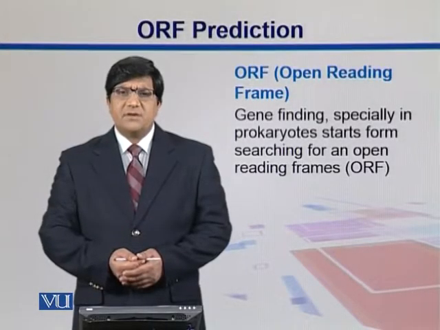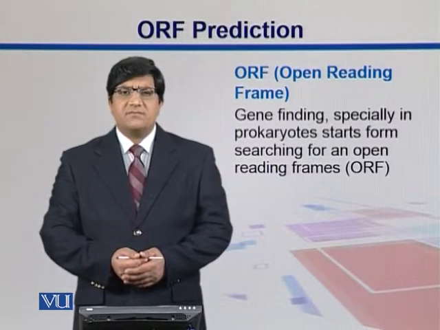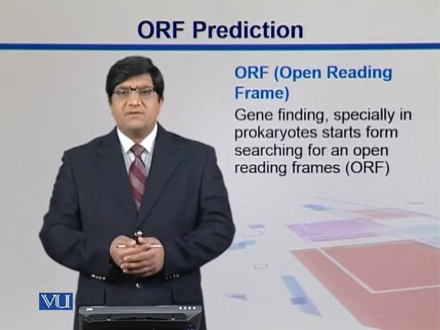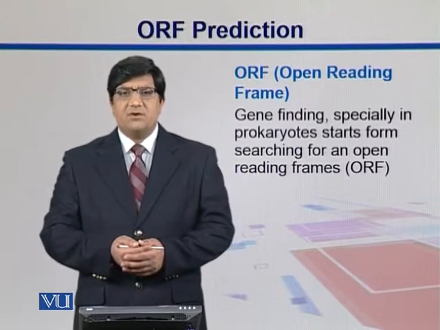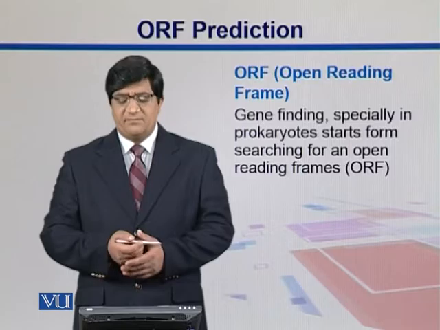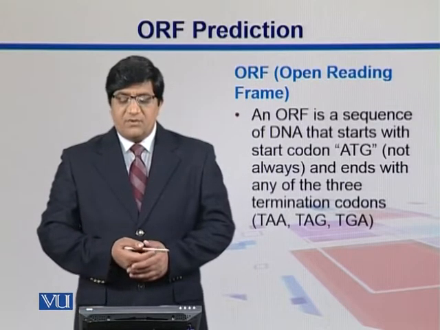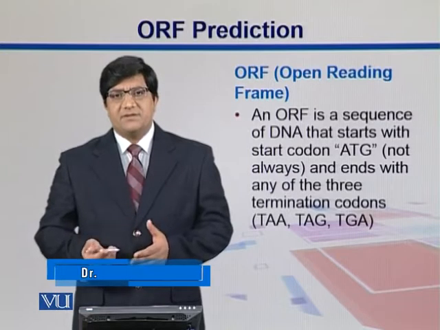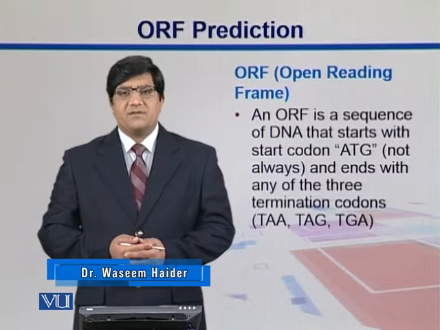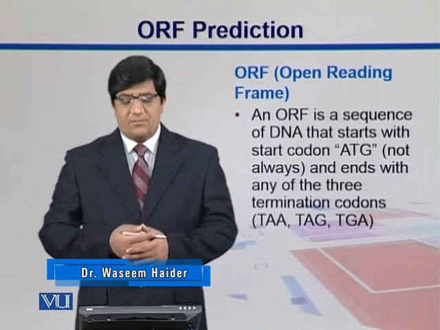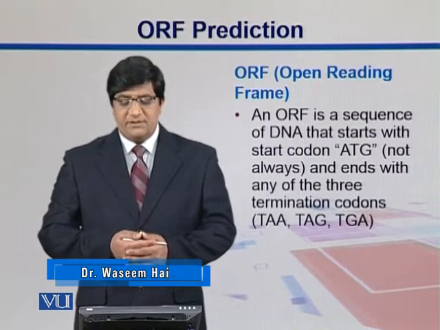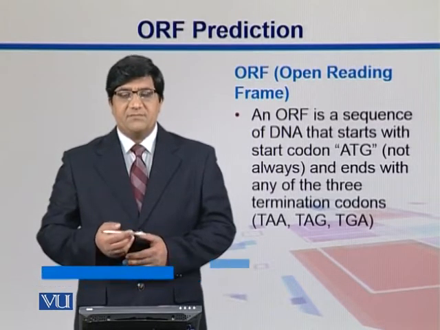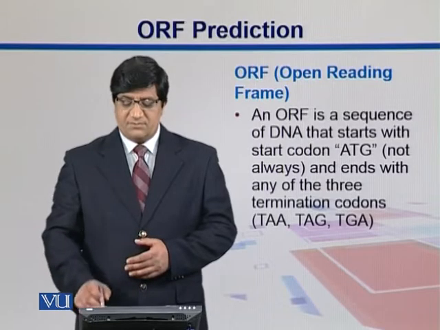Gene finding, especially in prokaryotes, starts with finding ORFs, or open reading frames. So let's see how we can define these open reading frames. An ORF, or open reading frame, is a sequence of DNA that starts with ATG and then ends with one of the three stop codons, like TAA, TAG, and TGA. We also call them termination codons.